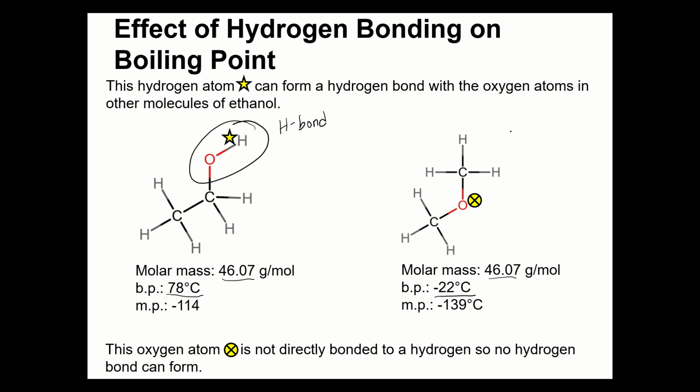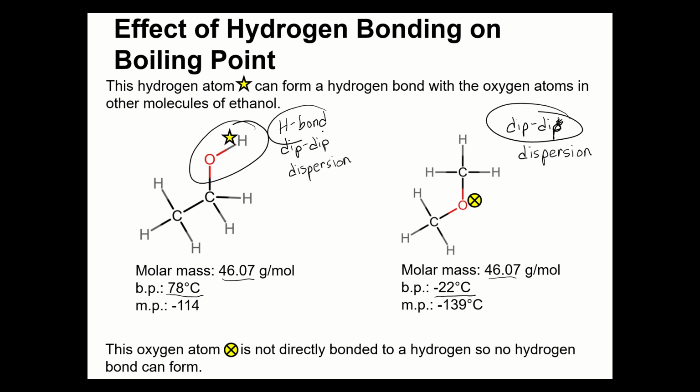So on the left-hand side, we do have hydrogen bonding, but on the right-hand side, we do not have hydrogen bonding. We only have dipole-dipole and dispersion forces, where the strongest is your dipole-dipole. And then on the left, we would say that we have hydrogen bonding, which is a version of dipole-dipole, as well as dispersion forces. So your strongest force on the left is hydrogen bonding, and so you expect a much higher boiling point, which you see.